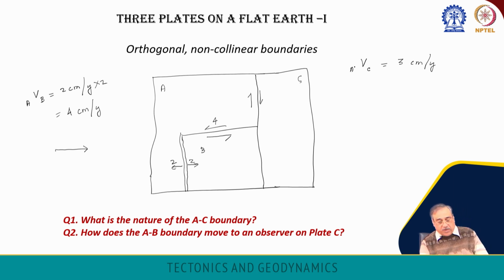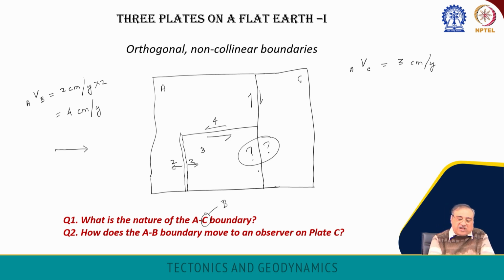Sorry, I have told you about the AC boundary. What I actually wanted to talk about here is the AB boundary. So, what we really need to know is what is the nature of this boundary. What kind of boundary is it? Is it a convergent boundary? Is it a divergent boundary? Or is it a strike slip boundary? This is something that we need to understand. And how do we see how the AB boundary would move to an observer on plate C, if we can make that out? These are the standard questions that would come in when we are trying to frame a question based on this kind of diagram.